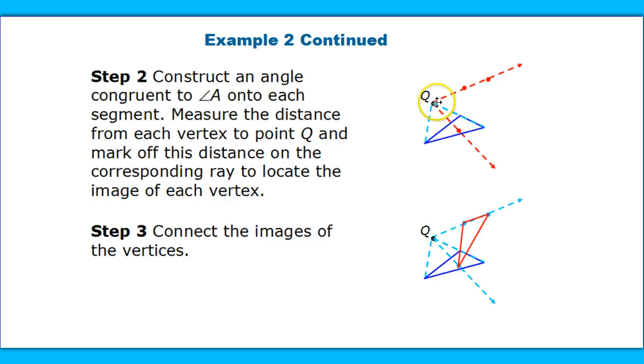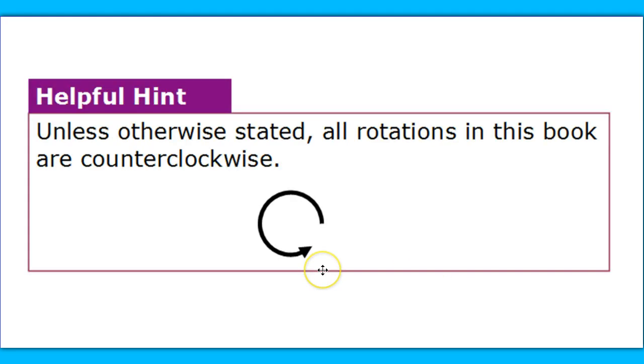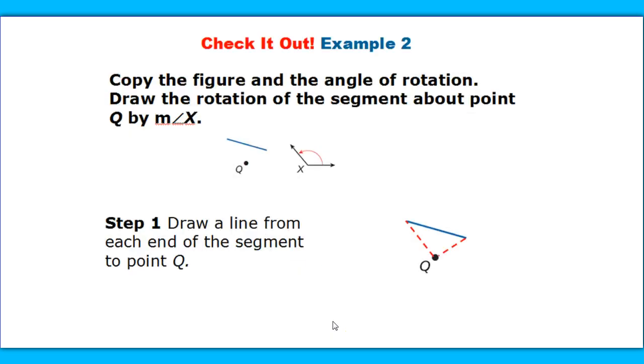If we think that this distance here is about 3, we go out 3 on the other ray associated with that angle of rotation, and we mark it off. And then we go out and mark off the final vertex, right? Once we have all vertices located, then we simply connect the images of the vertices, and we have actually rotated the image about point Q. So unless otherwise stated, the rotations in this book are counterclockwise. So just move counterclockwise unless otherwise stated.